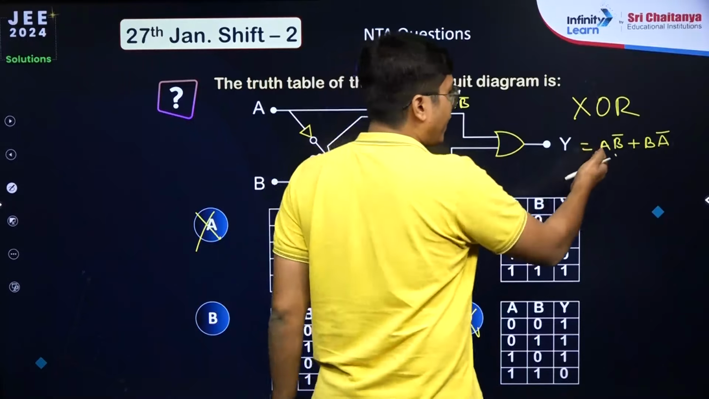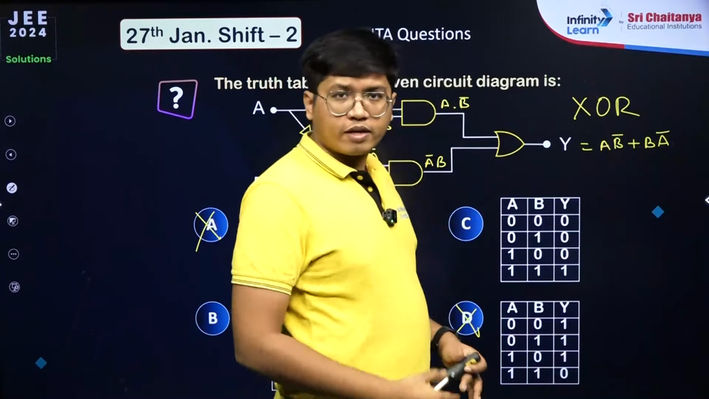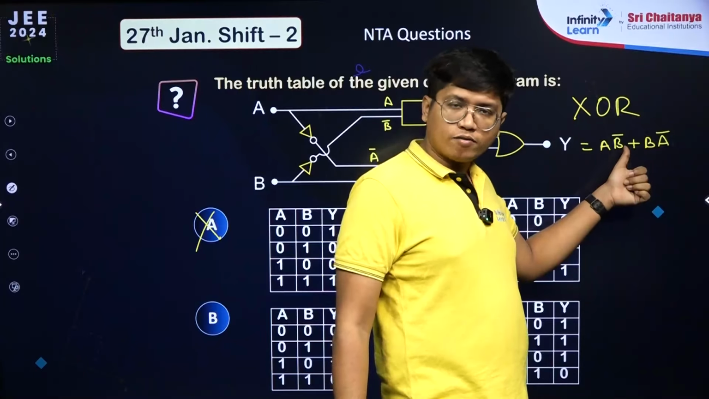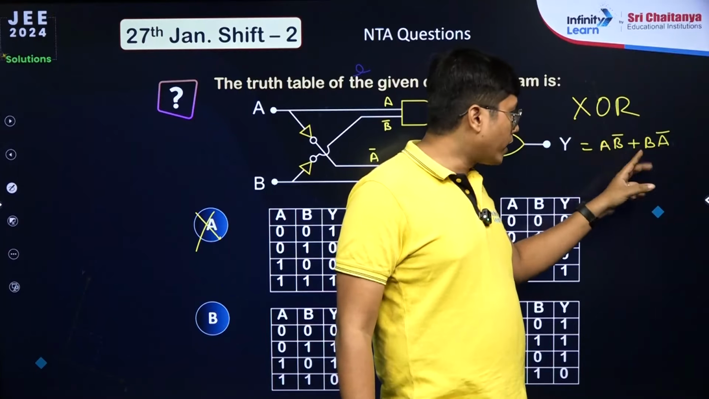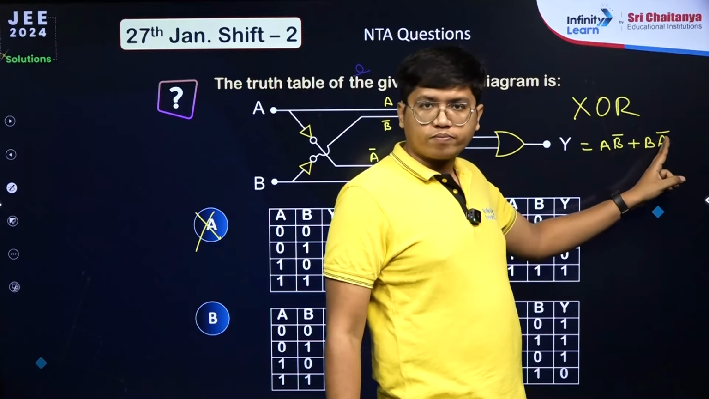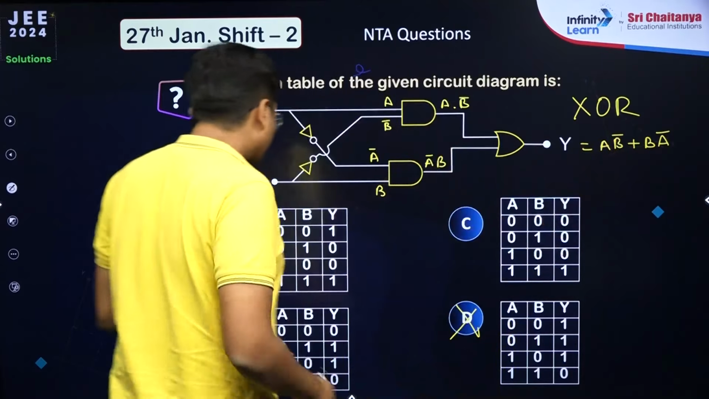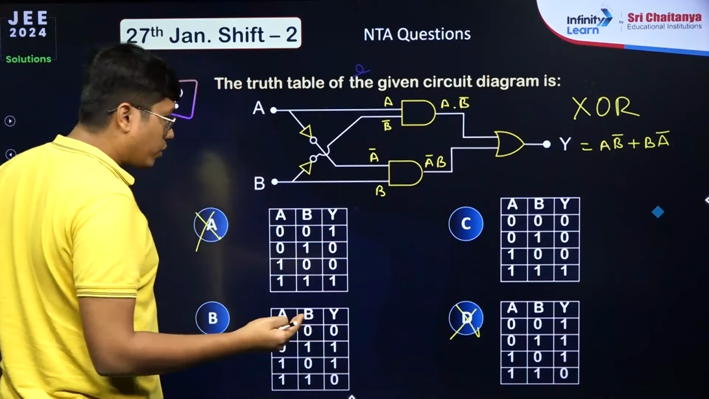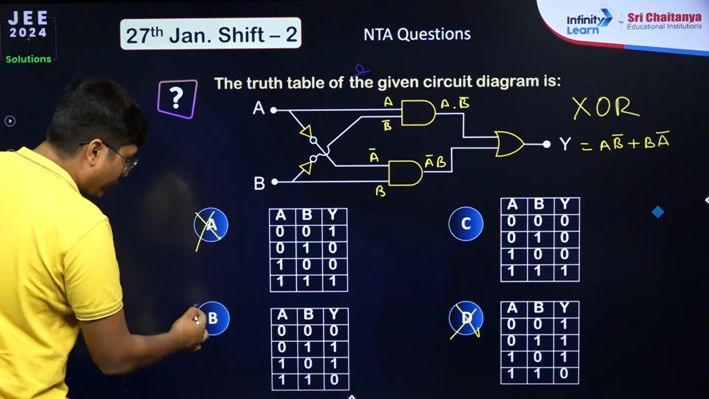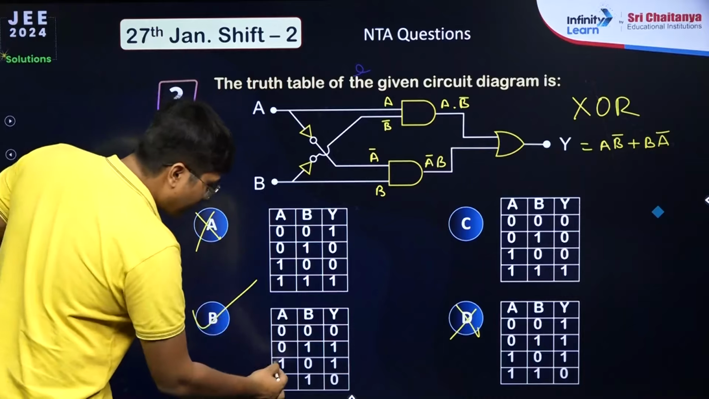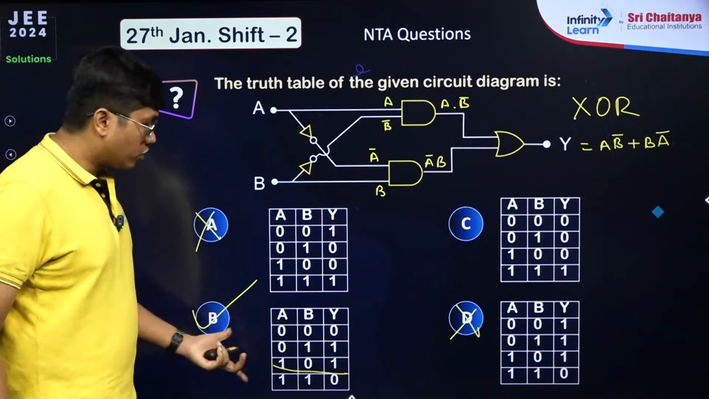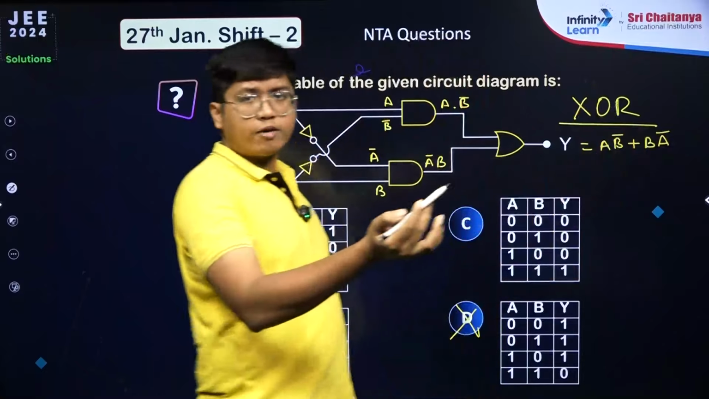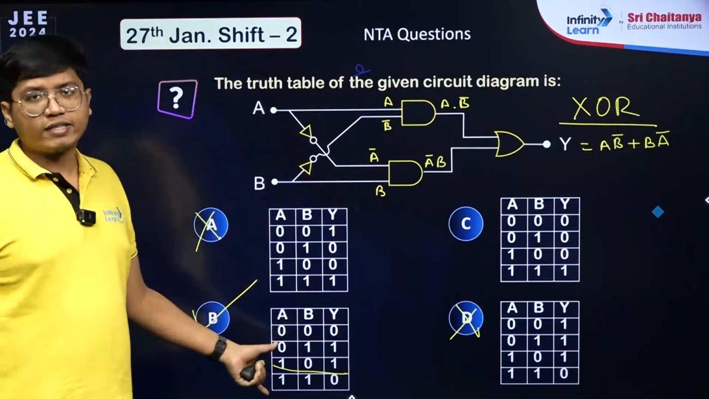Next, if A is 1 and B is 0, you would have 1 into 1, because B bar would then be 1. 1 into 1, that is 1. And here you have 0 into 0. So you will get an output of 1. So at 1, 0, you should have output equal to 1. Directly we see that happens in this case. So if you identify this as an XOR gate, and if you remember the truth table of the XOR gate, you could directly identify this as well.